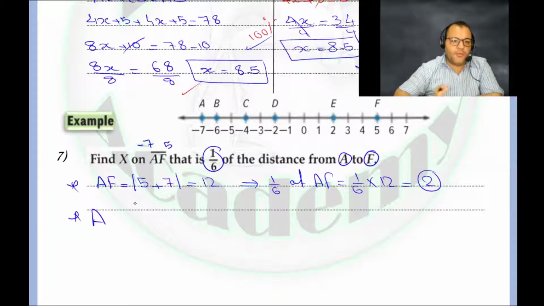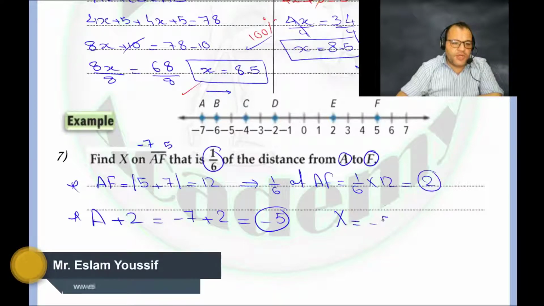So from A, I'm going to F. You are going to the right or to the left? To the right. To the right, it means you will add or subtract? You will add, because you will add 2. It means A now is negative 7 and you will add 2. It will be negative 5. It means x is equal to negative 5.